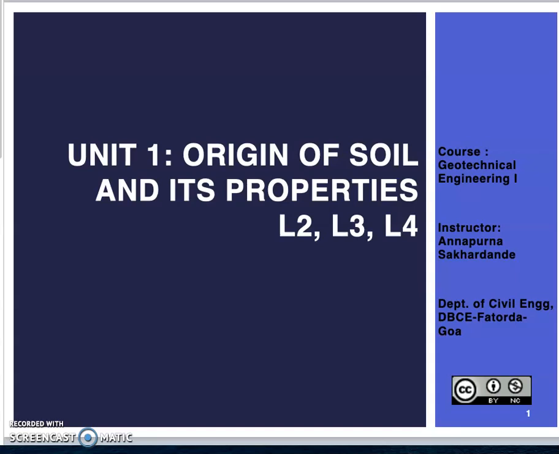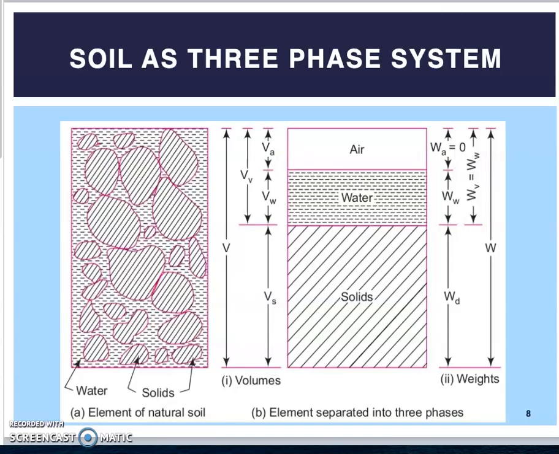Hi, so welcome back, and this will be my third lecture, second one on first chapter, origin of soil and its properties, and the next subtopic is soil as three-phase system. All right, now what do you mean by this three-phase system? In this figure, what you can see is a single element of naturally occurring soil mass. So what do you have in this element?